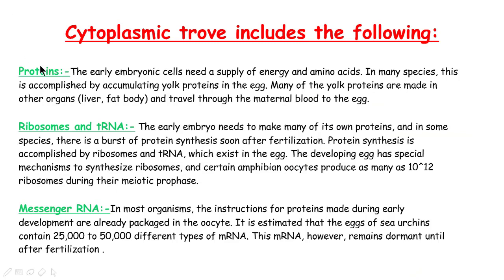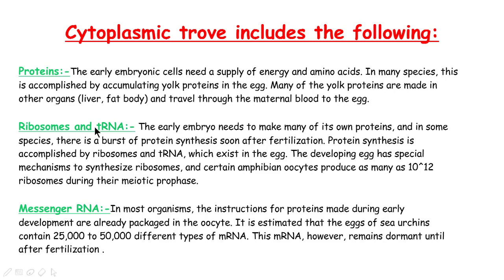That is the protein. The early embryonic cell needs a supply of energy and amino acids. In many species, that is accomplished by accumulating yolk protein in the egg. Many of the yolk proteins are made in other organs like the liver and fat body and travel through the maternal blood to the egg. Okay, because for the egg we need a supply of protein and it is transmitted from the maternal blood to the egg.